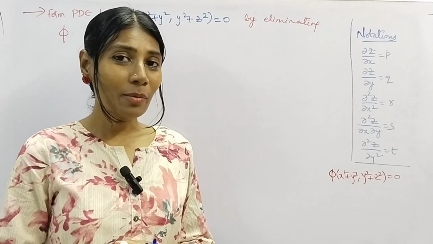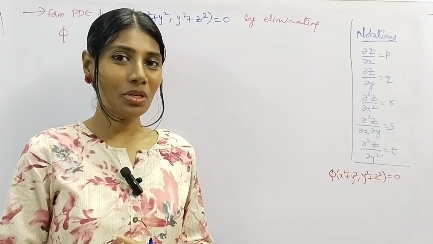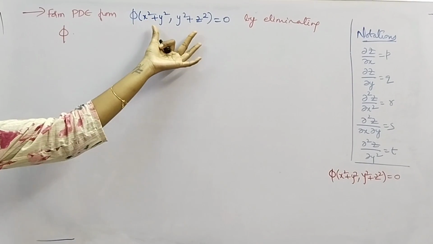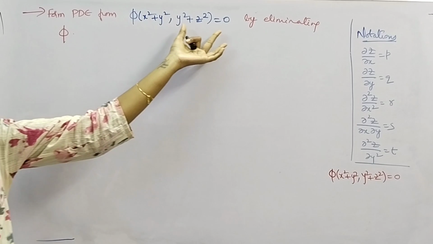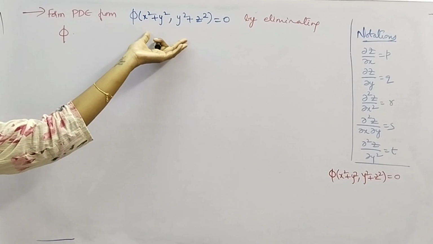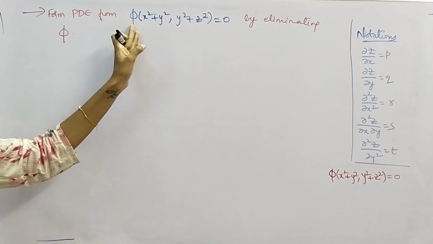In this video, we are going to see a problem from partial differential equations. So let's get going. Problem: form a partial differential equation from phi of x square plus y square comma y square plus z square equal to 0 by eliminating this phi. So we are given a relation. We are asked to form a partial differential equation by eliminating this phi.